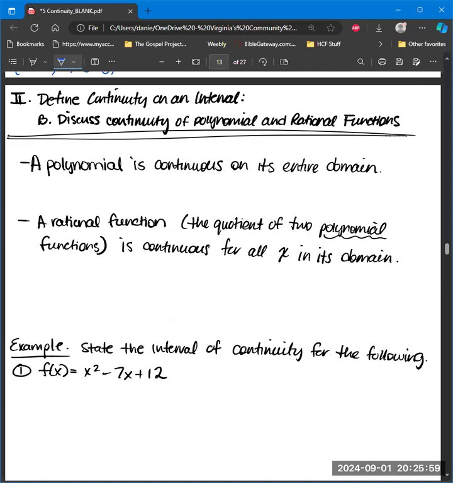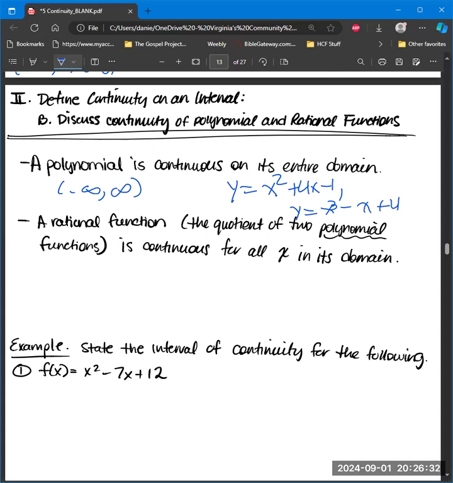So let's keep going here. A polynomial is continuous on its entire domain, which will be from negative infinity to infinity. Examples of polynomials would be things that look like y equals x squared plus 4x minus 1, or y equals x cubed minus x plus 4. I don't need to have all the powers represented. You're going to see decreasing powers of whole number exponents on x with real number coefficients.